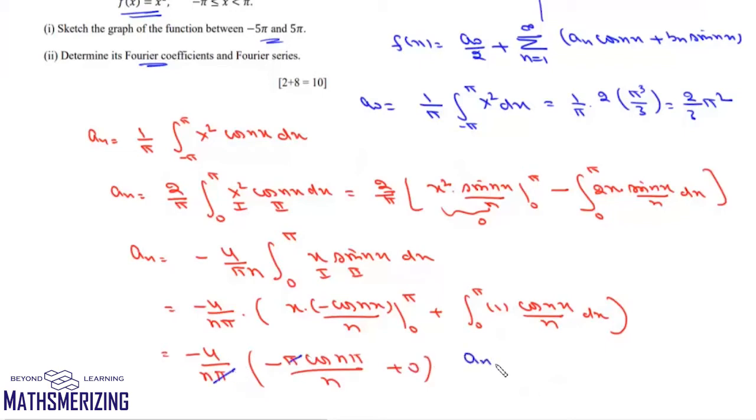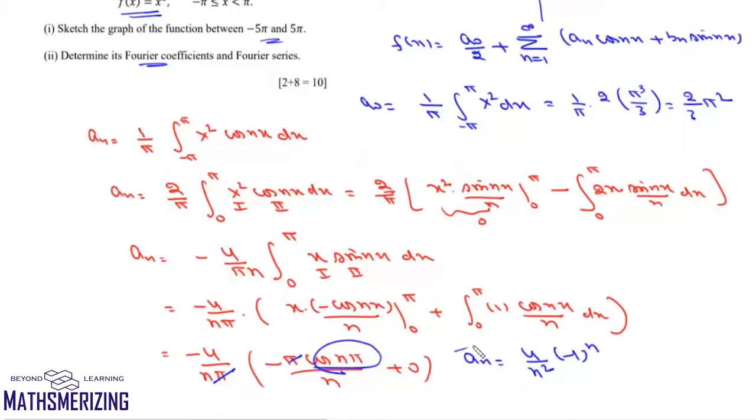From here we can say the value of an must be 4 upon n square into cos n pi. Now cos n pi is plus 1 when n is even, and it is minus 1 when n is odd, so it will be 4 upon n square into minus 1 to the power n. So that is the value of an.